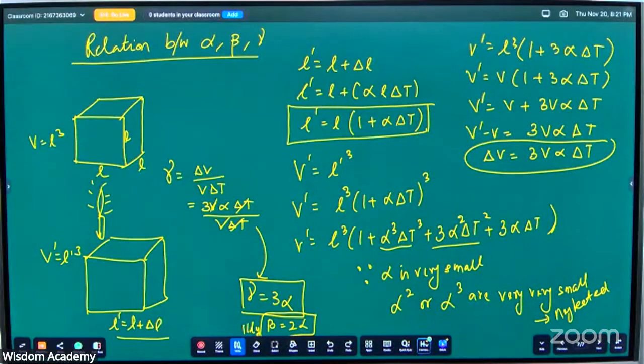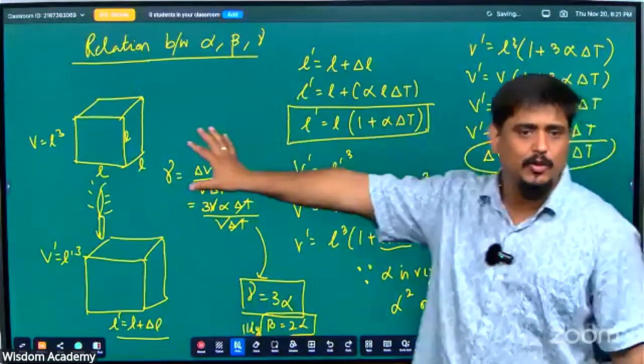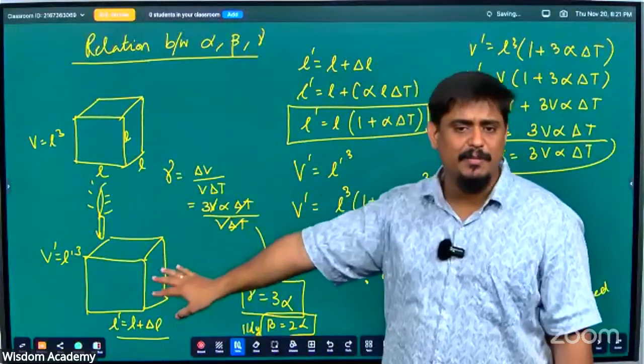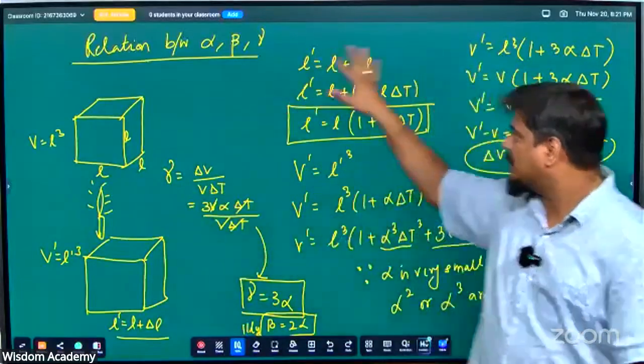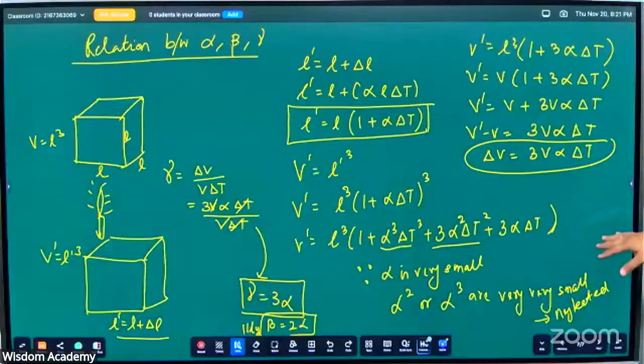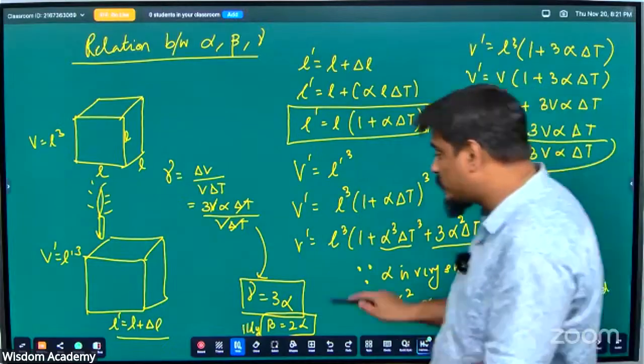What you will do, you will take area as A, which is equal to L square, and A dash will become L dash square. L dash will become L plus L alpha delta T. Just put in this formula and get the solution. Finally, you are going to get beta also as 2 alpha. So gamma is 3 alpha, beta is 2 alpha.